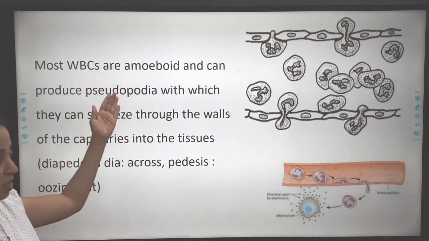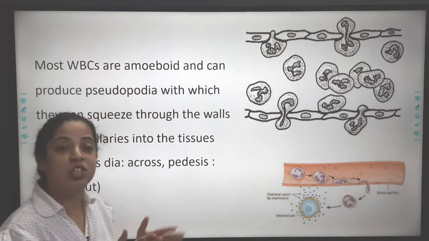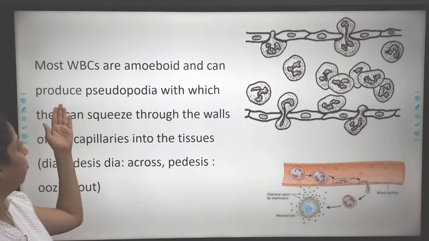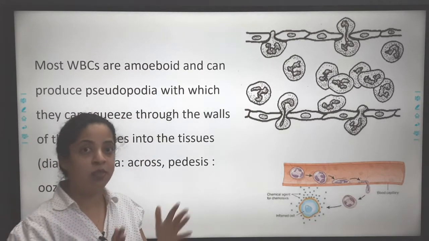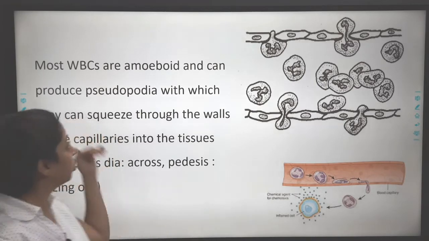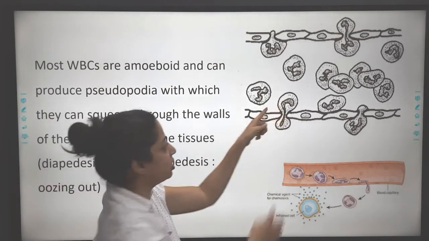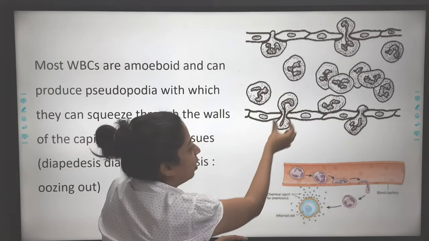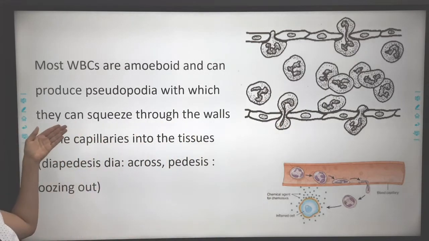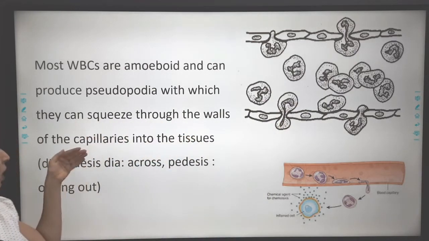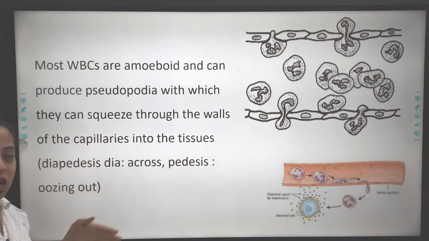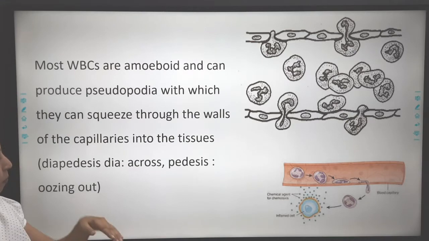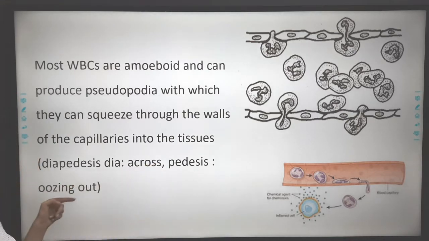So most WBC are amoeboid, that is they can change their shape and can produce pseudopodia. Pseudopodia means false legs. Pseudo means false, pedia means legs. So they can form their false legs. You can see this is squeezing out, this is forming a leg. And they can squeeze through the walls of the capillaries into the tissues. Diapedesis, where dia means across, they can move across the capillary, and pedesis means oozing out.